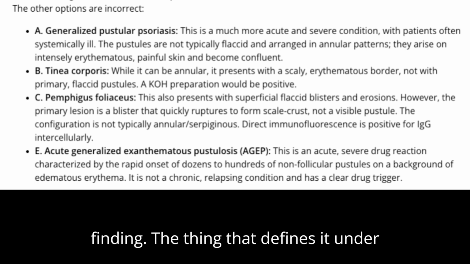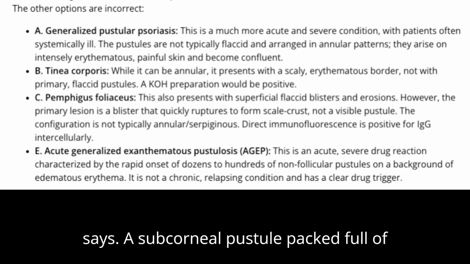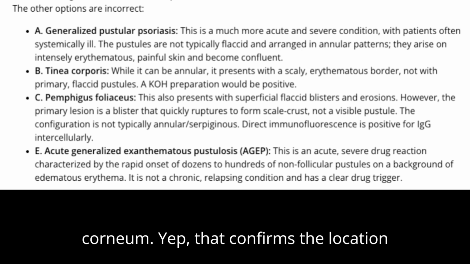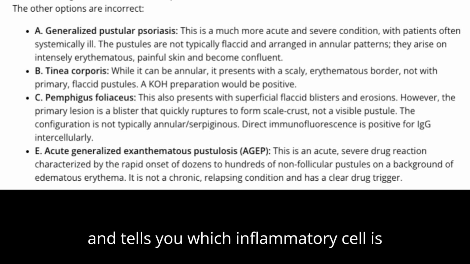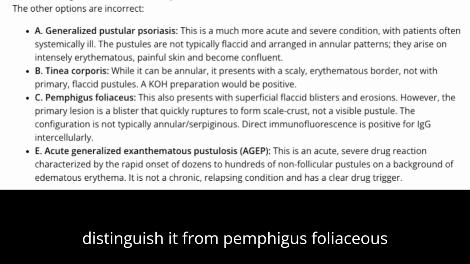The pathognomonic finding, the thing that defines it under the microscope, is exactly what the name says: a subcorneal pustule packed full of neutrophils. Right there under the stratum corneum. Yep, that confirms the location and tells you which inflammatory cell is driving it. And does histology help distinguish it from pemphigus foliaceus too?